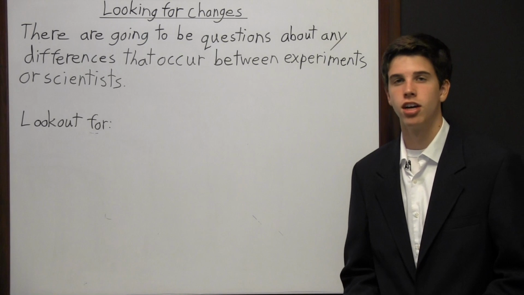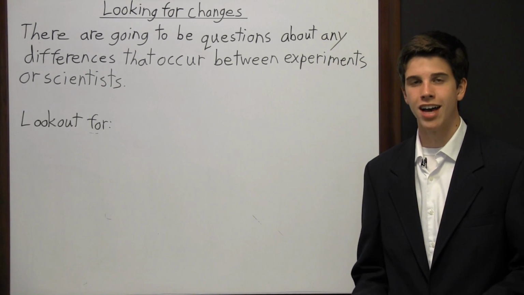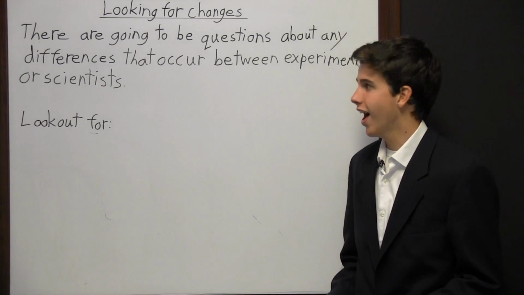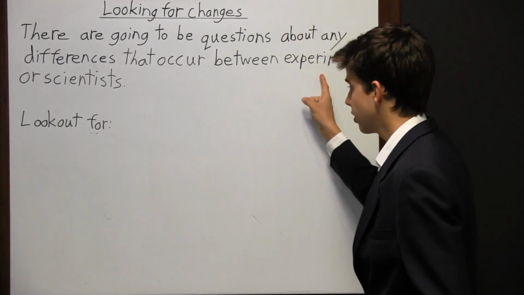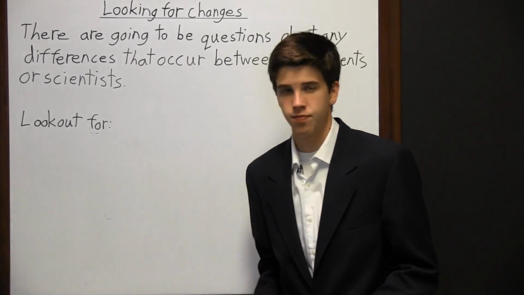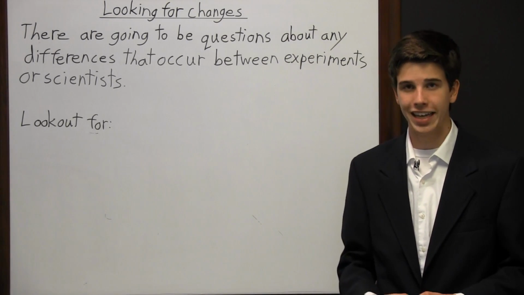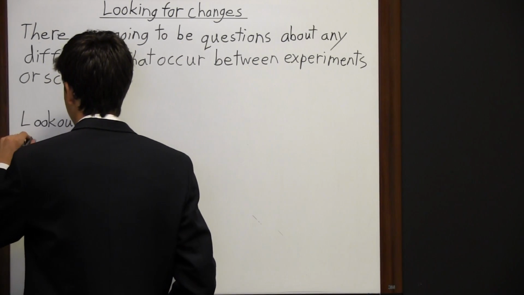ACT Science Research Summaries. As you read information about an experiment or experiments, realize that you are going to be asked questions about any differences that occur between experiments or scientists. So as you're reviewing this information, realize that anything odd is likely to be asked about. So be on the lookout for anything odd.